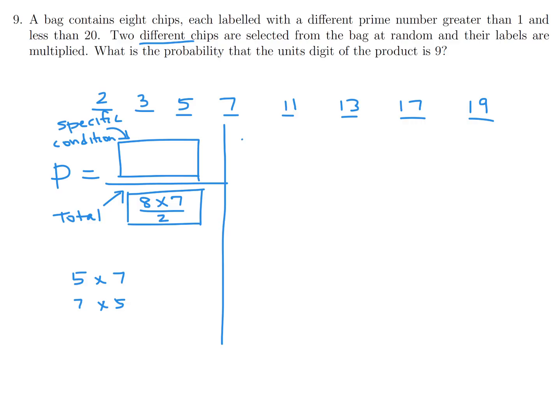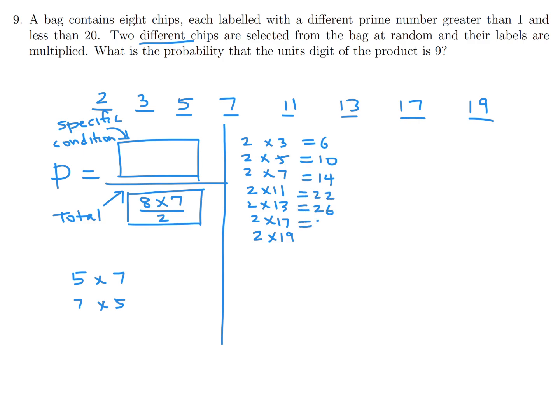So the first thing I'm going to do is look at 2. 2 times 3, 2 times 5, 2 times 7, and so on, up to 2 times 19, and then we'll see what the units digit is. So this is 6, 10, 14, 22, 26, 34, and 38. None of these have 9 as a units digit. Okay, so far we have none.